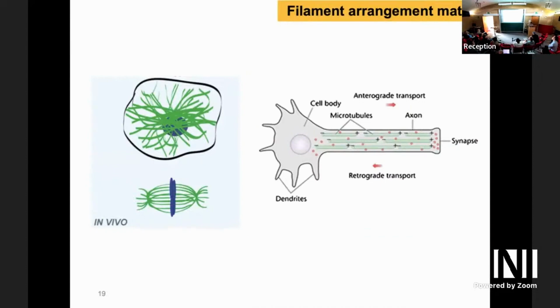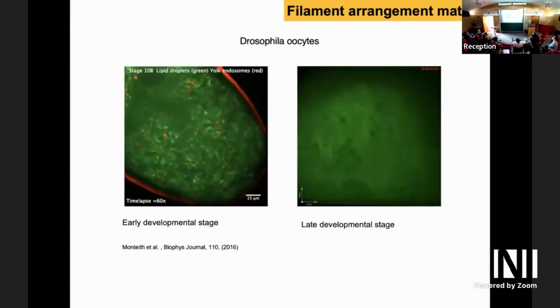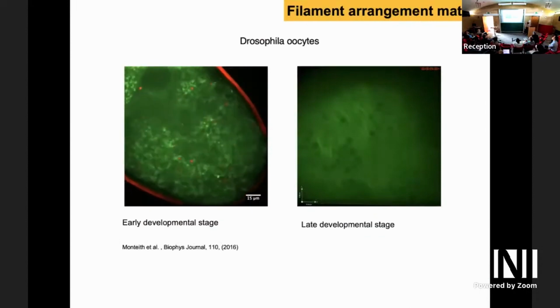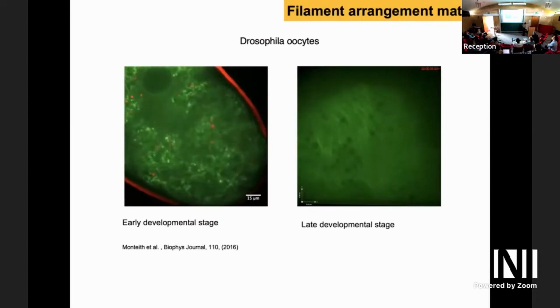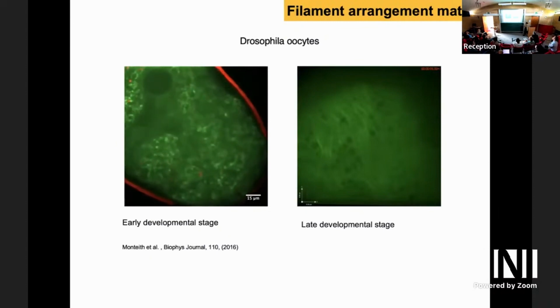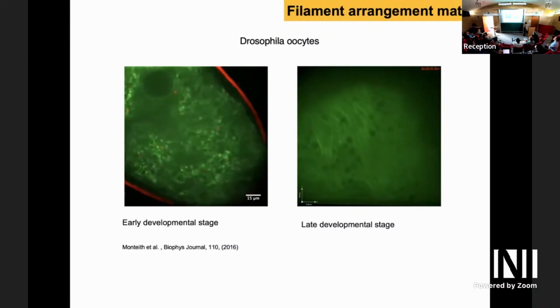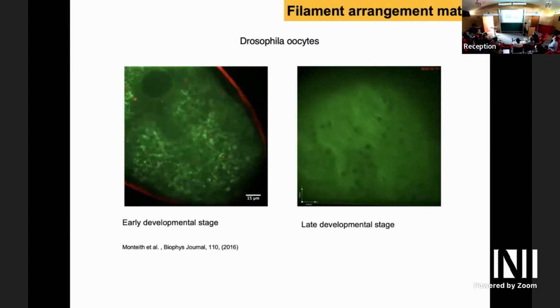And actually, the best example that I found and that I really like is this cytoplasmic streaming that you have inside this Drosophila oocyte, and the change during the developmental stage. You go from a mixing, or the production of a mixing fluid in the early developmental stage, to a kind of coherent flow when you are in a late developmental stage.